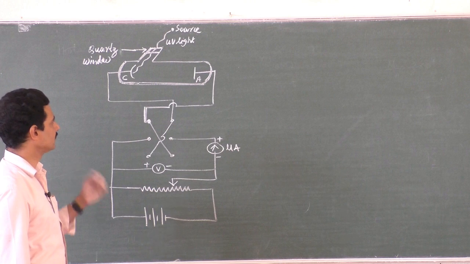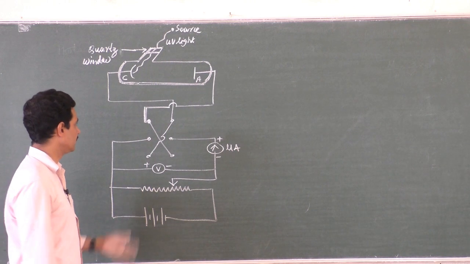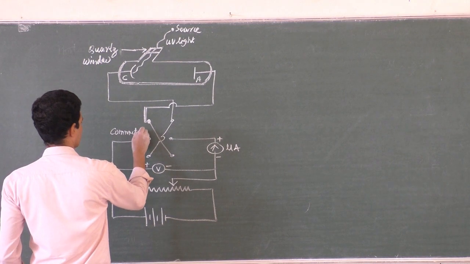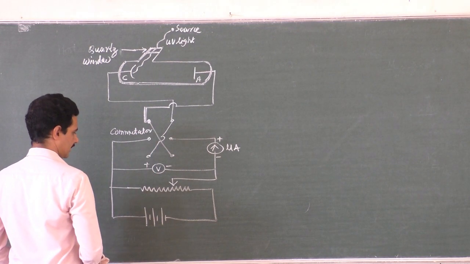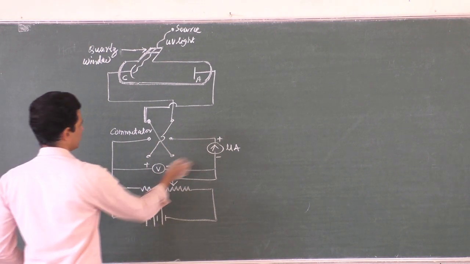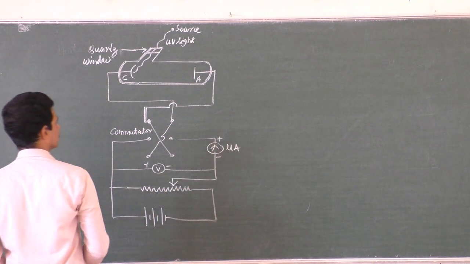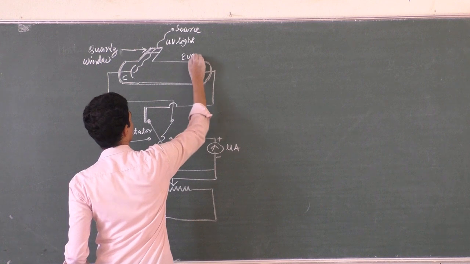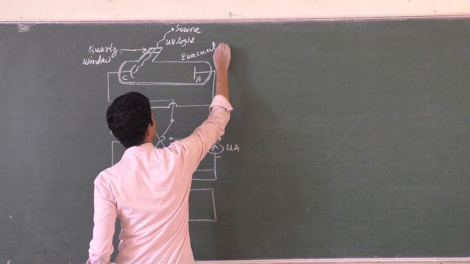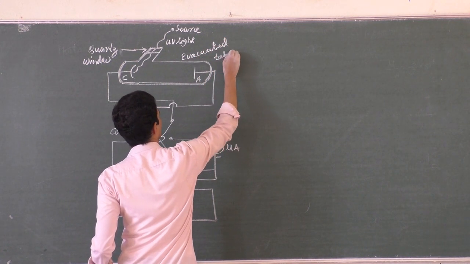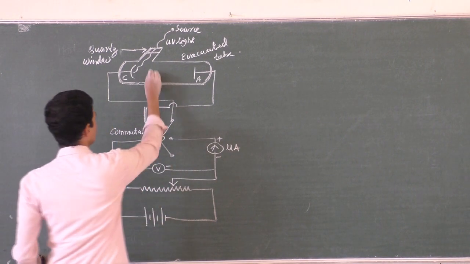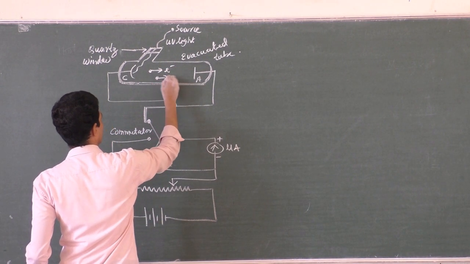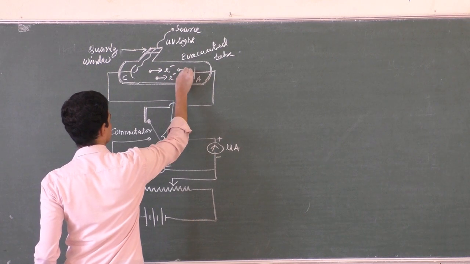Now, how is the experiment done? That's over, very simple. So you have to write commutator here. This is voltmeter, ammeter, it is written already. It is enough, I think. This is the evacuated chamber, evacuated tube, or vacuum tube. And electrons we have not shown. Very important persons in this. Without showing electrons, no photoelectric effect.